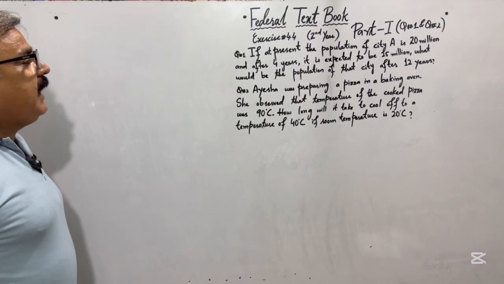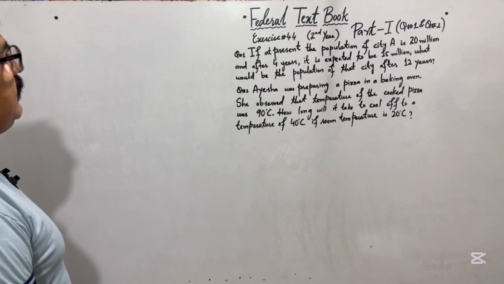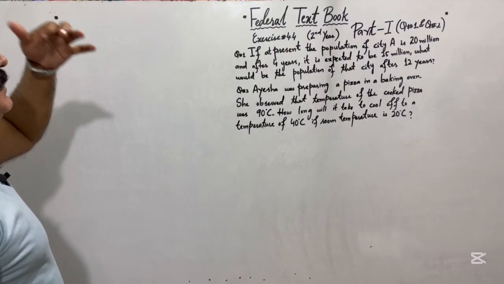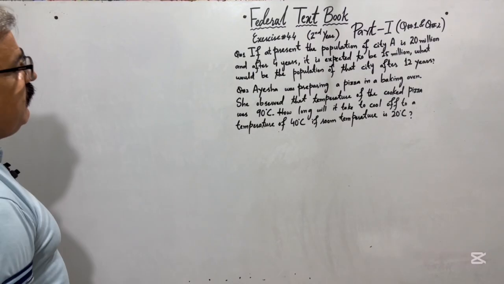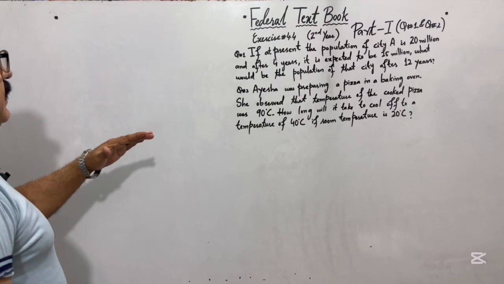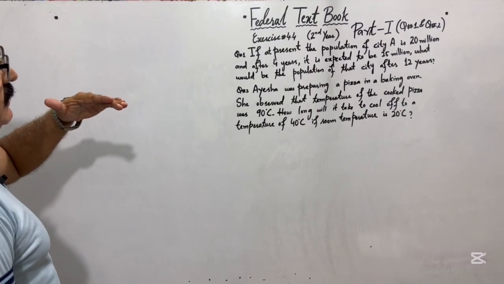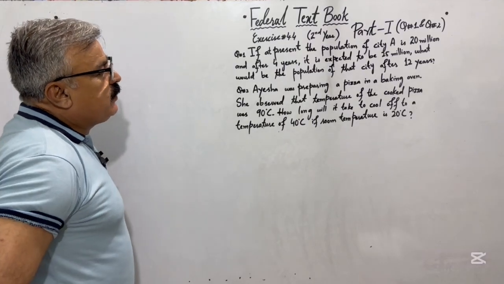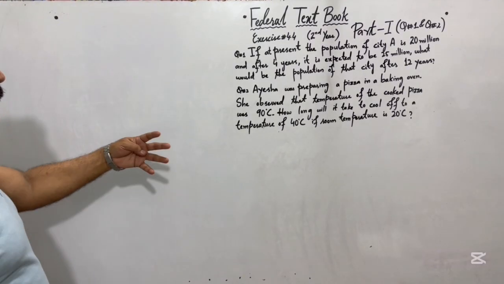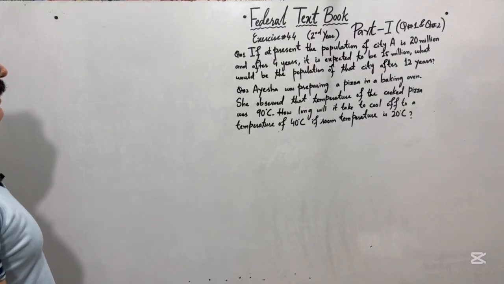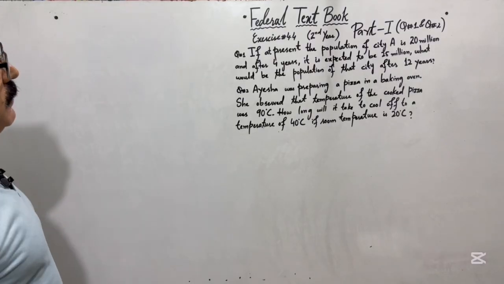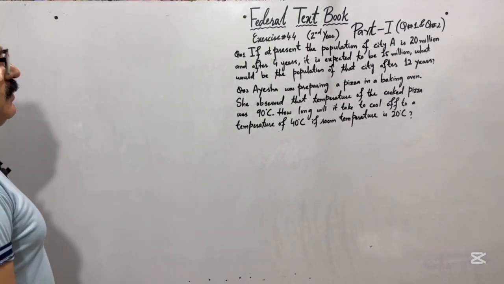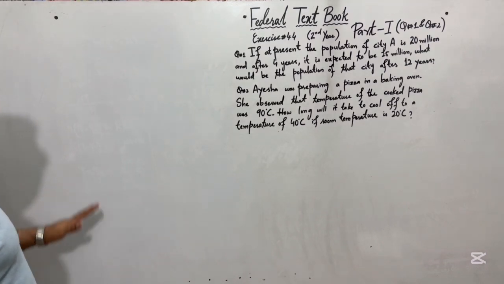Question number one. If at present the population of a city is 20 million, initially when we are starting the calculation, taking the base year 0, the present population is 20, and after 4 years it is expected to be 25 million. In the span of 4 years, population increases 5 million from 20 to 25. What would be the population of that city after 12 years? We are interested in the calculation of the population after 12 years.